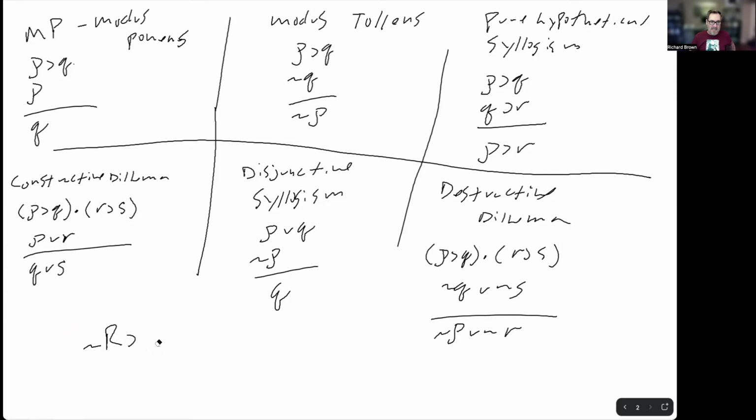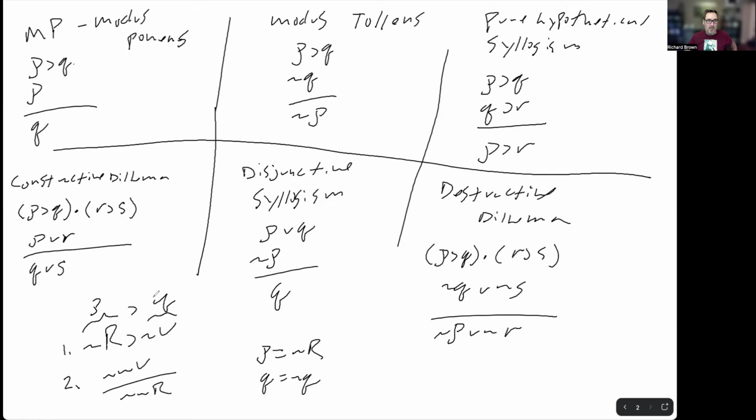And of course, it's also important to recognize that, for example, if I had tilde R horseshoe, let's say tilde V as my first premise, and the second premise would be tilde tilde V, and the conclusion would be tilde tilde R. So this follows the pattern of modus tollens, where the P term is tilde R and the Q term is tilde V. And then this says P horseshoe Q, and this right here says tilde Q, because modus tollens says you have to put a tilde in front of whatever the Q term is.